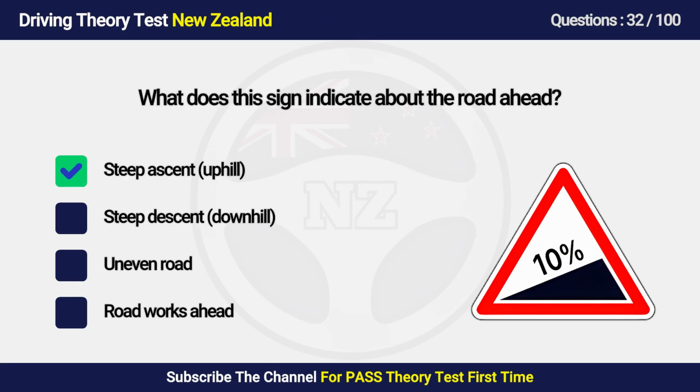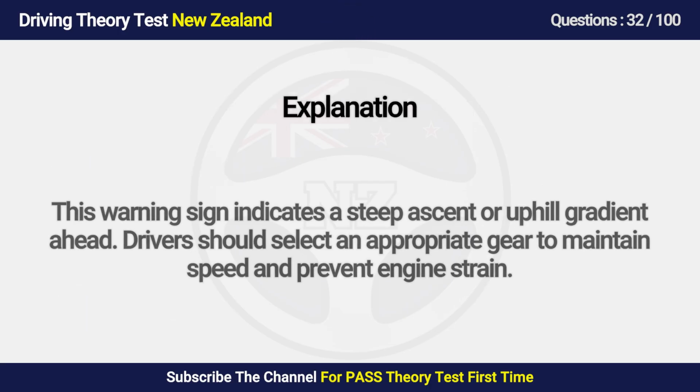Answer is A. Steep ascent uphill. This warning sign indicates a steep ascent or uphill gradient ahead. Drivers should select an appropriate gear to maintain speed and prevent engine strain.